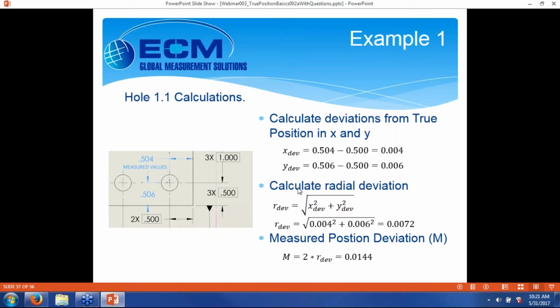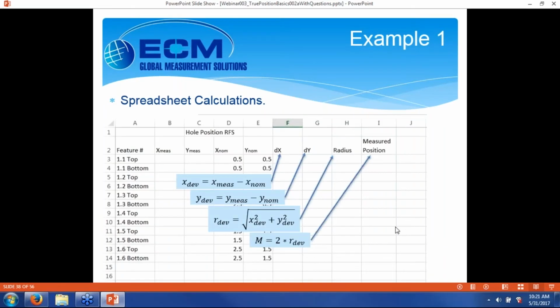Then you do that for both X and Y. You calculate the radial deviation using the Pythagorean theorem. In this case, we come out to 0.0072. Of course, you have to double that, so you're comparing a measured diameter to the diametral callout that was in the tolerance box. In this case, we get 0.0144, so we're over, and we would probably be rejecting this part, or at least suggesting rework.